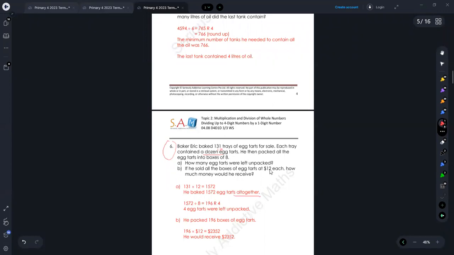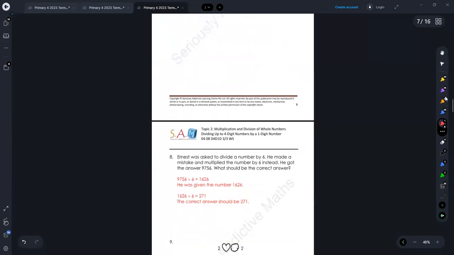Once you get the total, the story is that he then packed all the egg tarts into boxes of 8. So that means the total divided by 8, and you get 196 with a remainder of 4. So 4 tarts are unpacked. If he sold all the boxes of 8 tarts at $12, how much money would he receive? Simply, he has 196 boxes, 196 times $12. So this is actually quite easy.